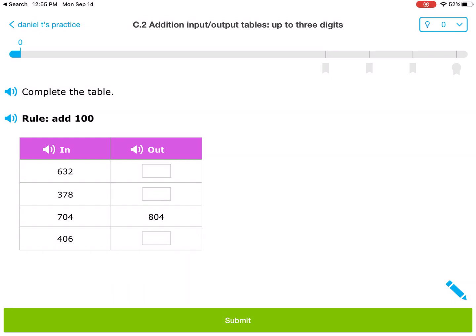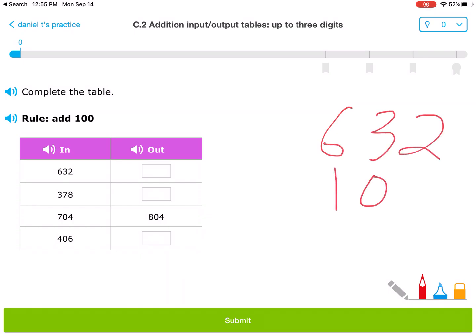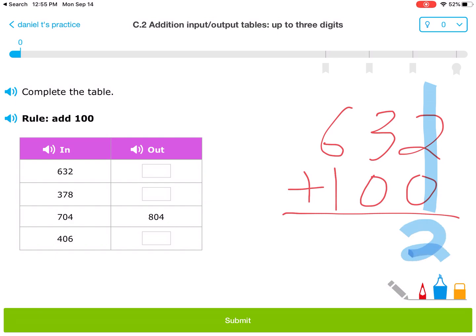Now again, I'm adding, but this time they want me to add 100. Wow, that's a lot. So this would be a good time to use your notebook. I'm going to write 632, and I'm going to add 100. Notice how it lines up, so make sure I line up these numbers. 2 plus 0 is going to be 2. 3 plus 0 is going to be 3. Nothing is going to change at all. The only thing that's going to change is the hundreds place. And I'm going to end up with 732.